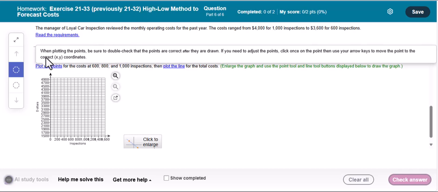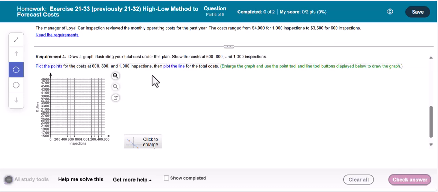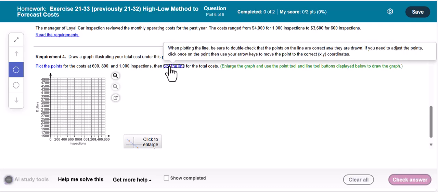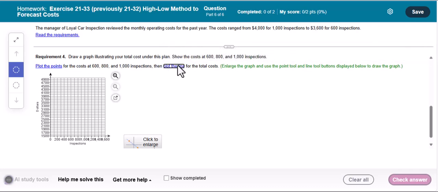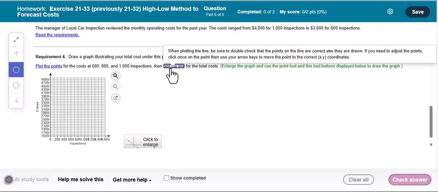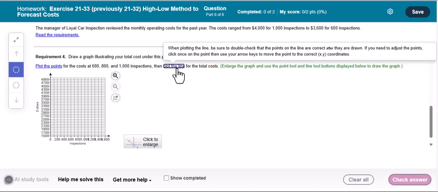And then also we have this little note here: when plotting the points, be sure to double check that the points are correct after they are drawn. If you need to adjust the points, click once on the point, then use your arrow keys to move the point to the correct XY coordinates. And they also have this note for plot the line. When plotting the line, be sure to double check that the points on the line are correct after they are drawn. If you need to adjust the points, click once on the point, then use your arrow keys to move the point to the correct XY coordinates.